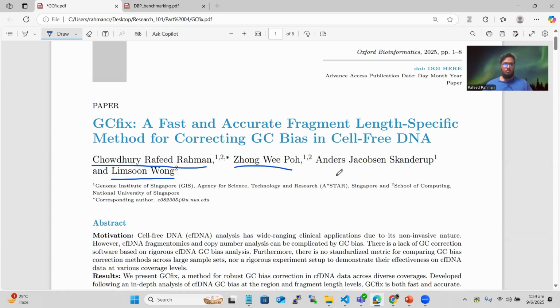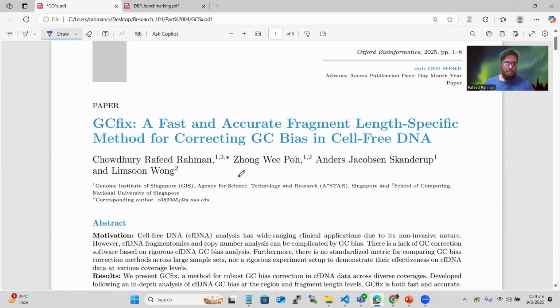Now, I want to also mention one thing. Sometimes you are going to see, let me clear this up first, an asterisk sign on two authors. This sign will appear only when the two authors are contributing equally. That means there are two first authors in the same paper. So if this sign is there with these two authors, then both Rafid and Zhonghui would have equal contribution and both of them would be joint first author.